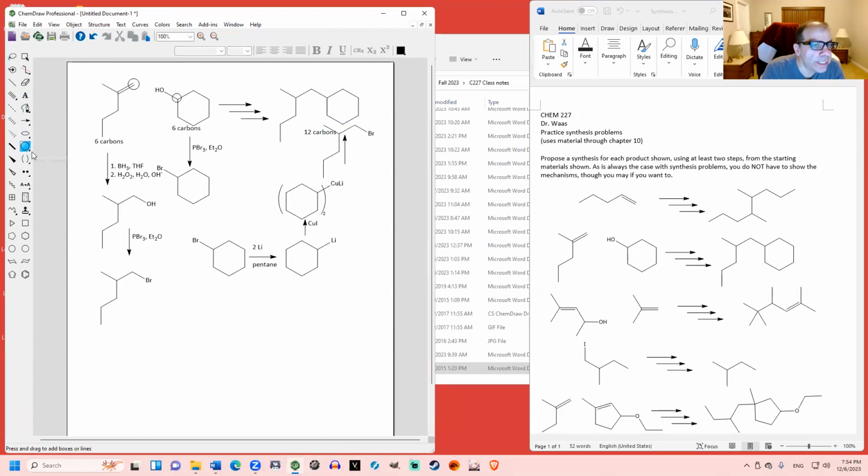That forms a bond between this carbon and this carbon. And that new bond is right here. Wait, no, I'm sorry, right here. And there are other questions very similar to that on this page. I did also give the answer key.